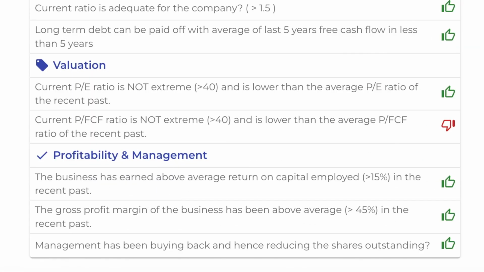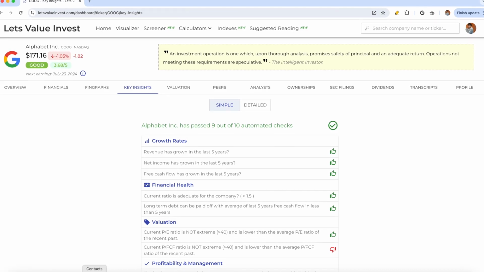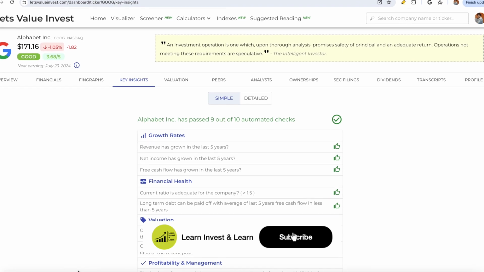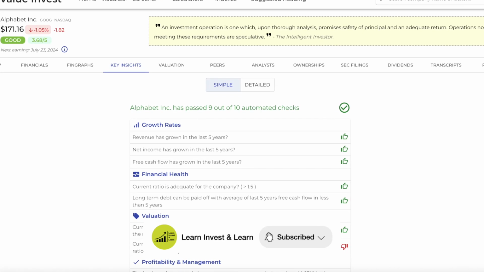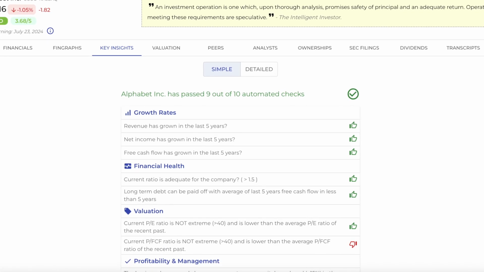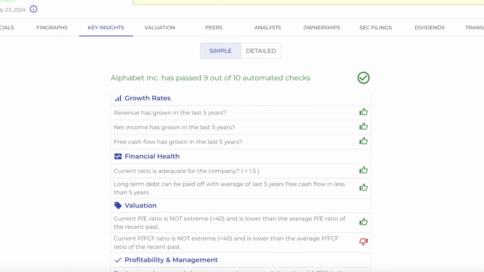Share buybacks should be carried out when the company shares are trading at a discount, and this could be a great use of the company's capital. As you can see, Google also passes this test, signaling that the management has been buying back its shares recently, which is a good sign. All in all, the simple key insight page quickly shows that Google passes 9 out of 10 pre-checks and confirms it to be a good business.